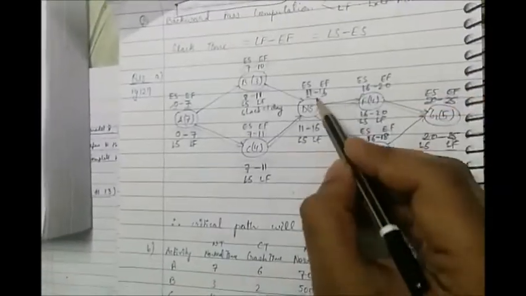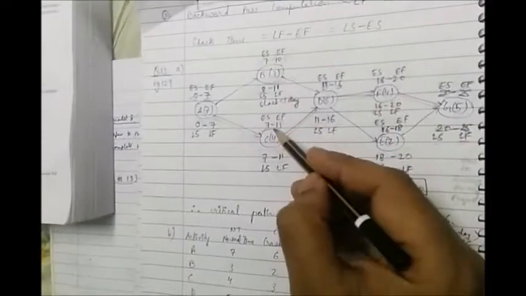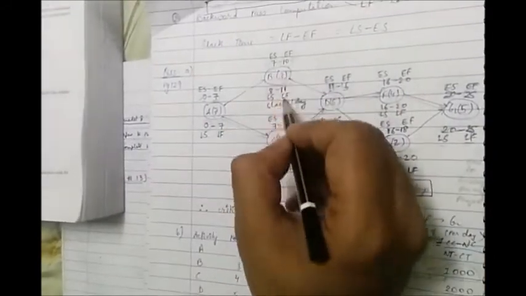Here there is no slack. 11 16 11 16, no slack. 7 11 7 11, no slack. Again here there is a slack of 1. 7 10 8 11. So we write slack of 1 day.